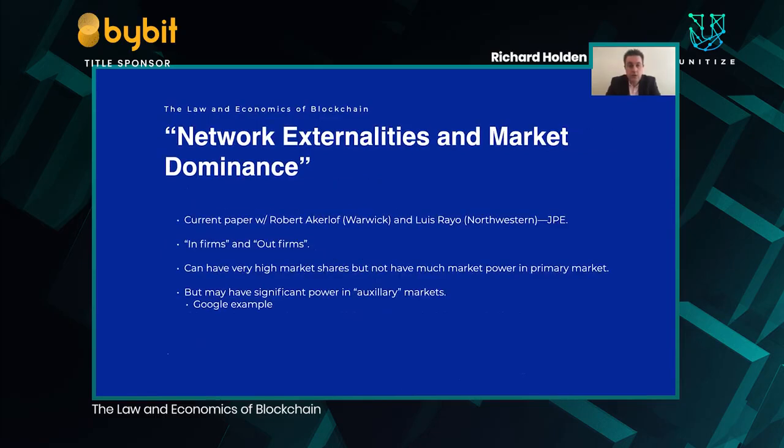Okay, so this relates to a current paper of mine with Robert Akerlof, who's at Warwick, and Luis Reyes at Northwestern, used to be a colleague of mine at Chicago, that's under revise and resubmission at the Journal of Political Economy. And there what we show is in markets with network externalities, so think of the platform markets, obviously something like Uber or Amazon or Facebook or many others, where the more people are on it, the more attractive it is for you to be on it, potentially on both sides of the market, can lead to a situation where you have in firms and out firms, where you can have somebody with very, very high market share. They may not have a great deal of market power in that market, but they may have power in auxiliary markets. And that's very relevant for thinking about these things.